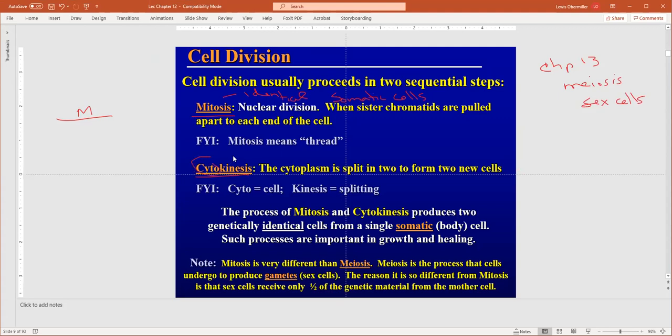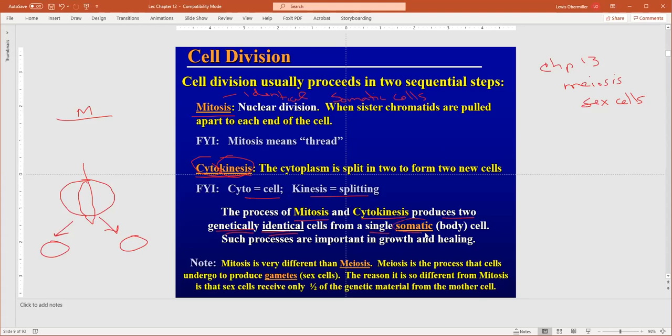So cyto is cell, kinesis is moving. Cytokinesis is basically taking the cell and cutting it in two. I think I talked a little bit about this before when we were talking about the cytoskeletal components, but it's like taking a lump of clay and wrapping some dental floss around it and pulling it tight. That would get pinched in two, and you would end up with two cells. The phospholipid bilayer gets separated. So that's what cytokinesis is, cell splitting. And so we do mitosis and cytokinesis, and that produces two genetically identical cells from a single cell.